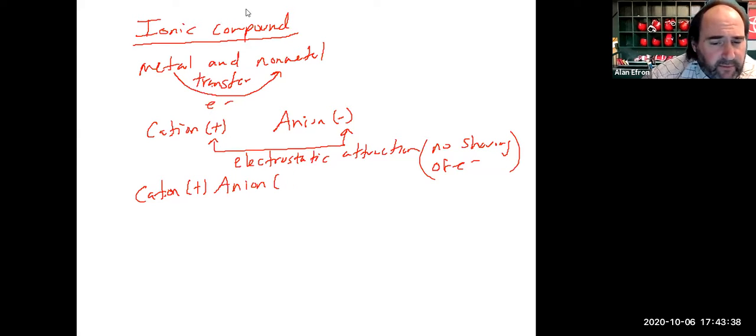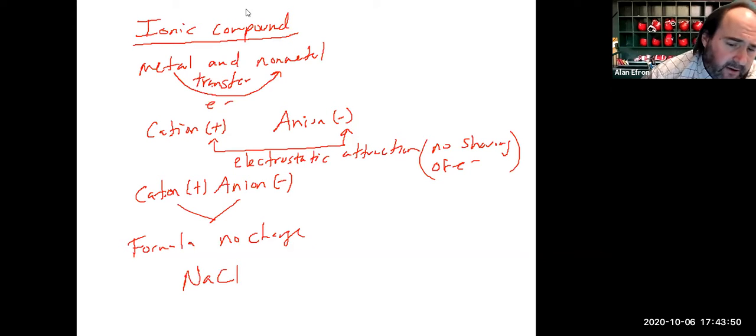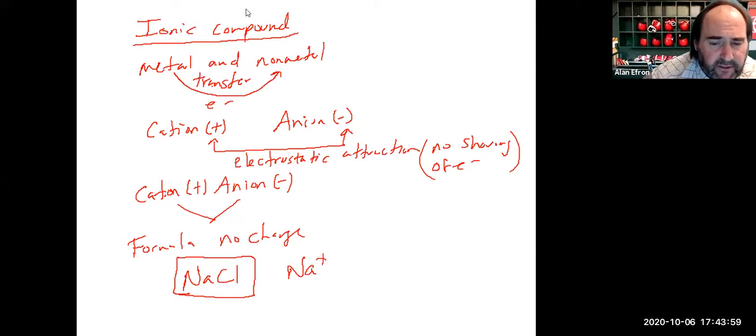So a couple of things: when we put these guys together, we put it together in a formula that gives us no charge overall. For example, if I say NaCl, although this formula has no charge, it is made up of two ions. It is made up of a sodium ion that has a plus one charge and a chloride ion that has a minus one charge. And when we put that together, we just need one of each.